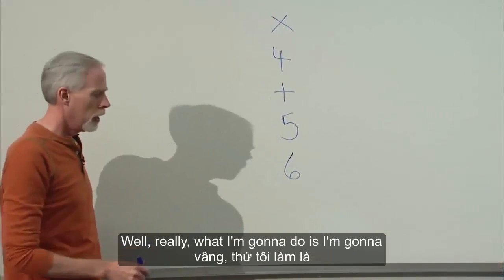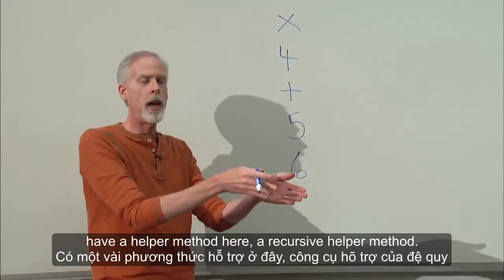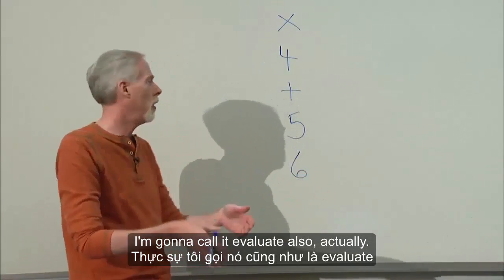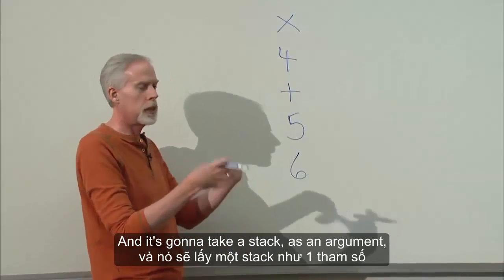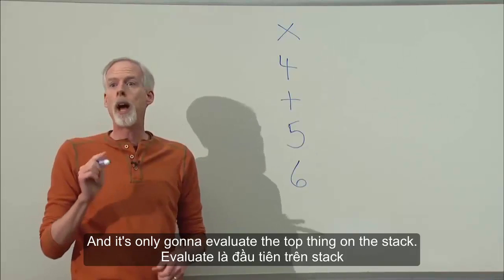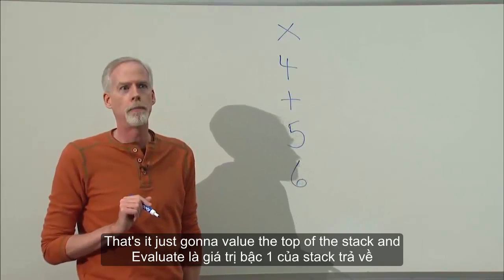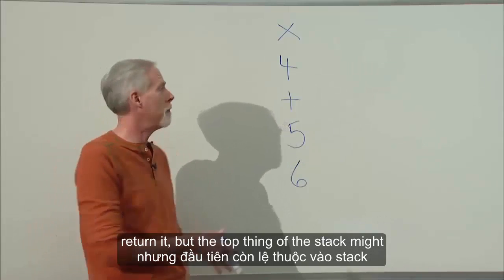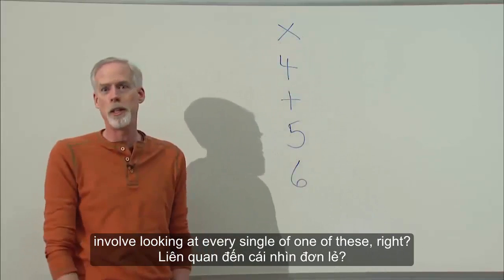How am I going to do that? Well, really, what I'm going to do is I'm going to have a helper method here, a recursive helper method. I'm going to call it evaluate also, actually. And it's going to take a stack as an argument, a stack of things to evaluate. And it's only going to evaluate the top thing on the stack. That's it. It's just going to evaluate the top thing on the stack and return it. But the top thing on the stack might involve looking at every single one of these, right?